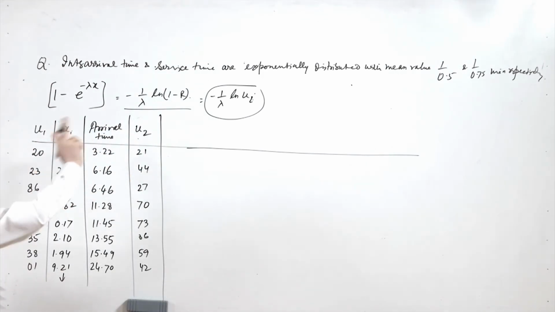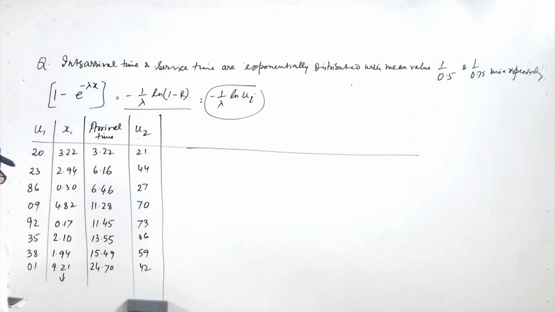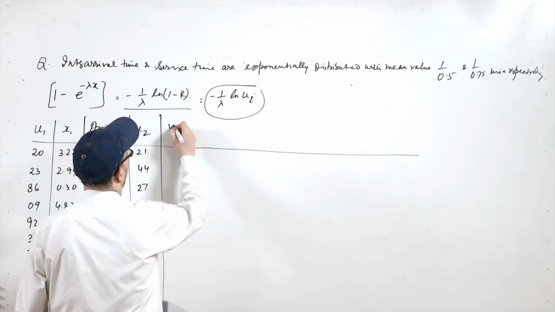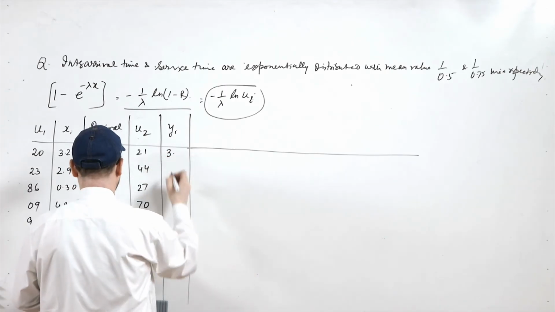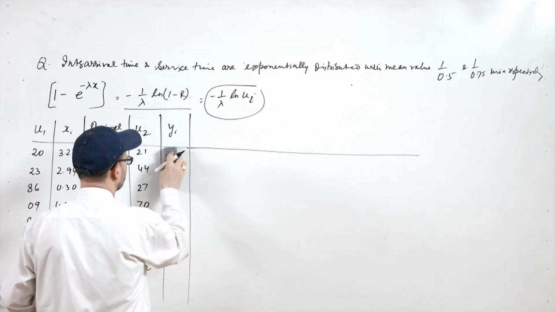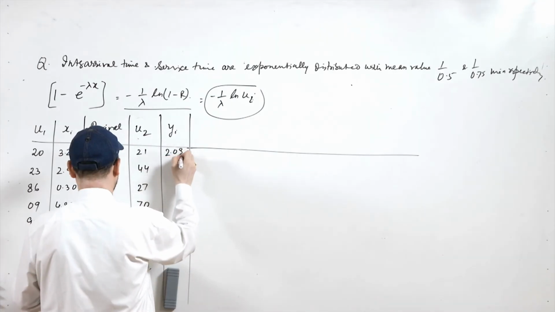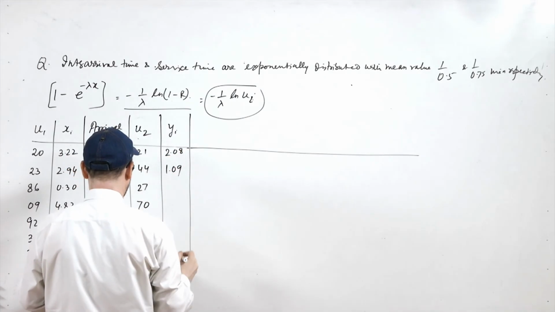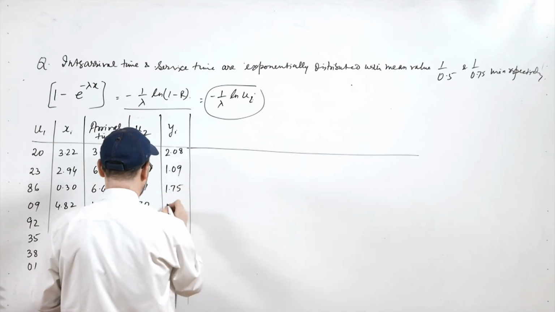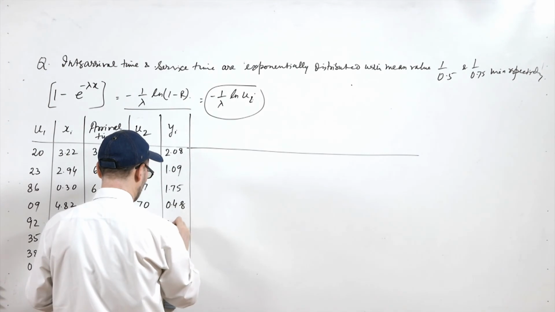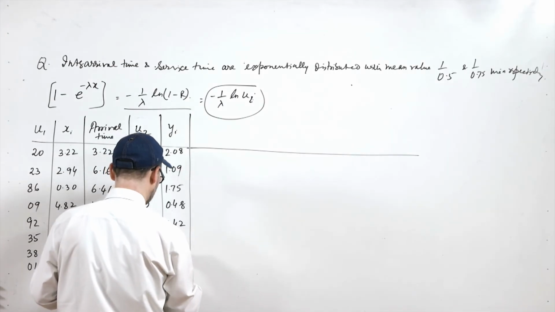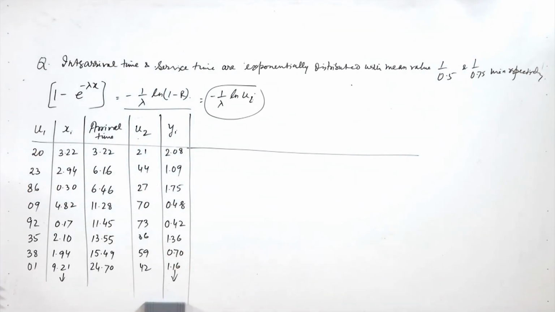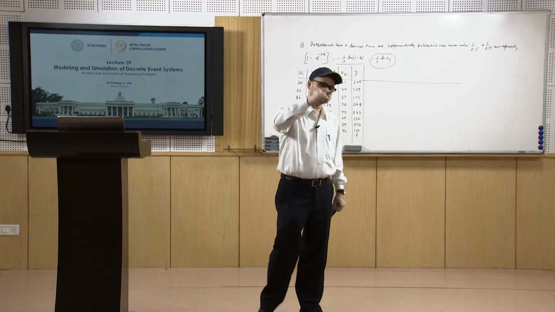Again you are going to put it into that expression, and from there you will get suppose yi, that is the service time for the customer. It will be 2.08, then we will get 1.09, further 1.75, 0.48, 0.42, 1.36, then 0.70, 1.16, and so on.